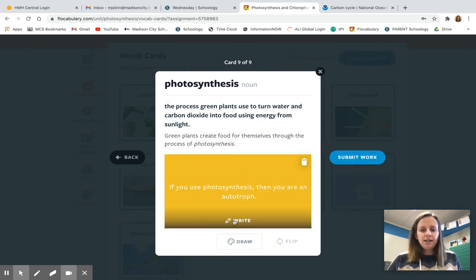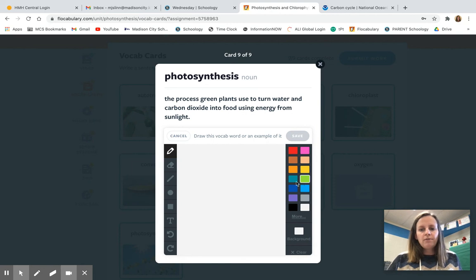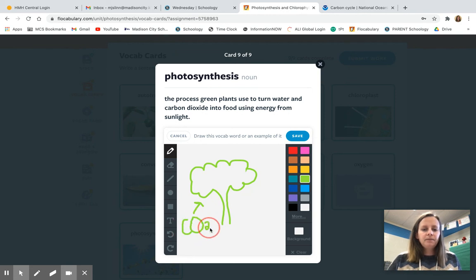So write a sentence, draw a picture that represents the meaning of the word. Don't copy mine, please. Come up with your own picture. Mine's a diagram. Carbon dioxide in, oxygen out, and glucose stays behind. All right. Wow. I am an amazing artist. I hope that helped you guys.